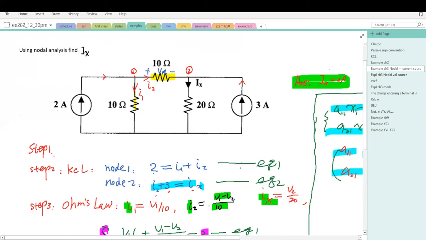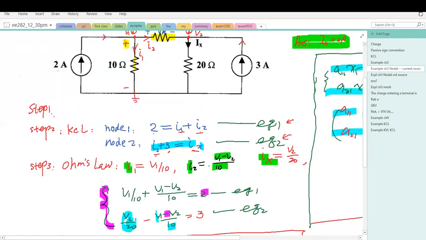Now we obtain two equations, equation 1 and equation 2. But how many unknown variables do we have? I1, I2, and IX. So 3 unknowns, 2 equations, we cannot solve it. Next, we want to apply Ohm's law. We want to express all these currents as a function of nodal voltage. The nodal voltage at node 1, I call it V1. The nodal voltage at node 2 is V2.